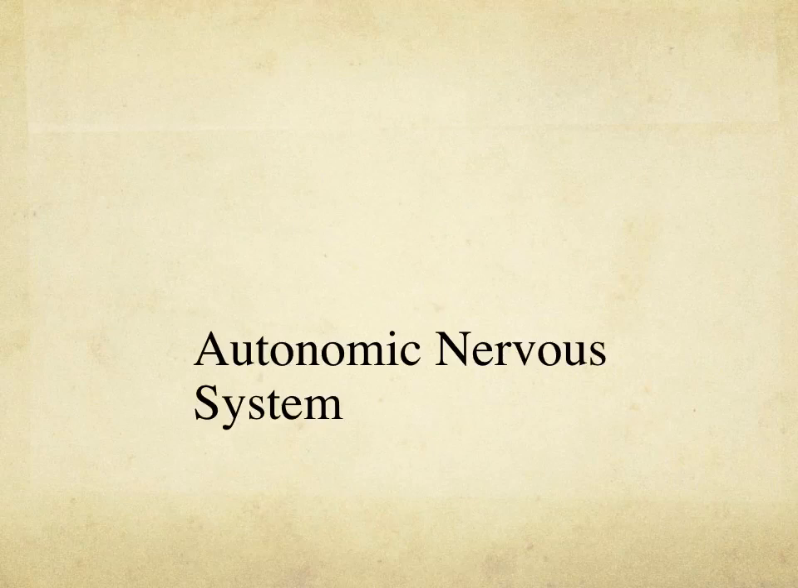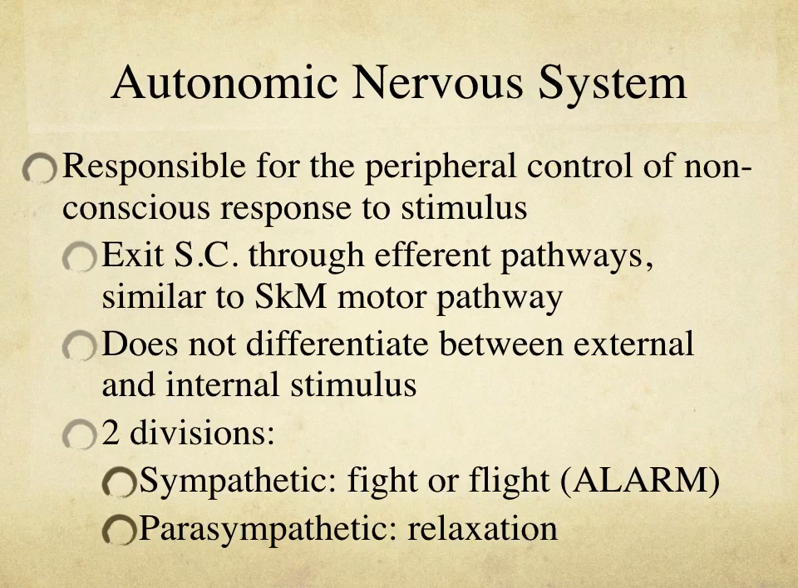So let's take a look at the next part of the peripheral system, the autonomic system. The autonomic nervous system is responsible for peripheral control to non-conscious response. This is going to be involved with the ability to regulate visceral function as well as response to stress stimulus through what's referred to as the hypothalamic pituitary adrenal axis, which we'll look at with the neuroendocrine response.